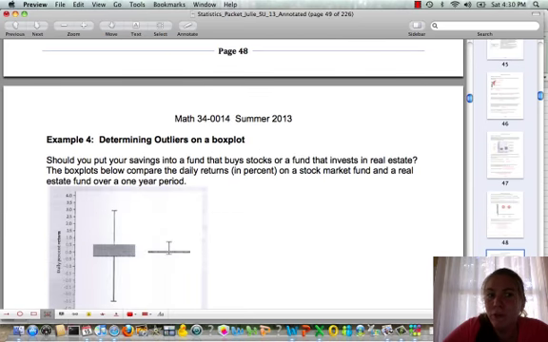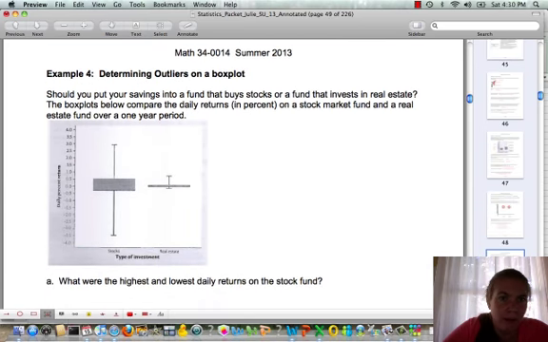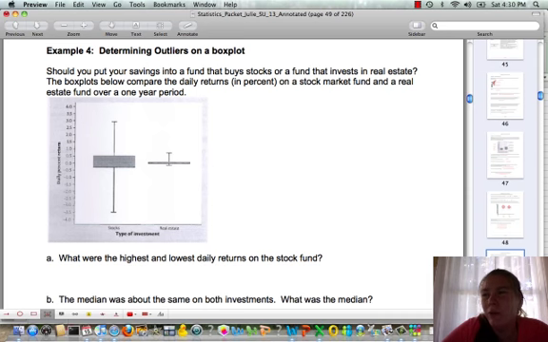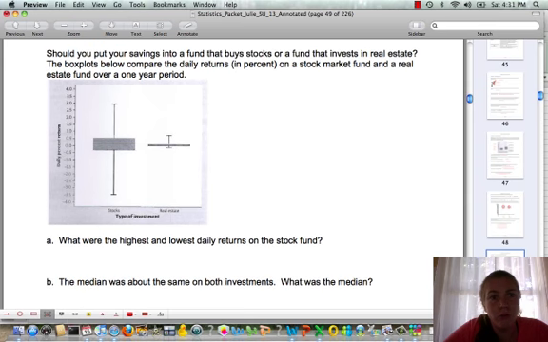Let's look at example 4 on page 49. So this is all about how we determine outliers. So our question is, should you put your savings into a fund that buys stocks or a fund that invests in real estate? And the box plots below compare what's known as the daily returns, which are percents, on the stock market fund and on the real estate fund for 1 year.